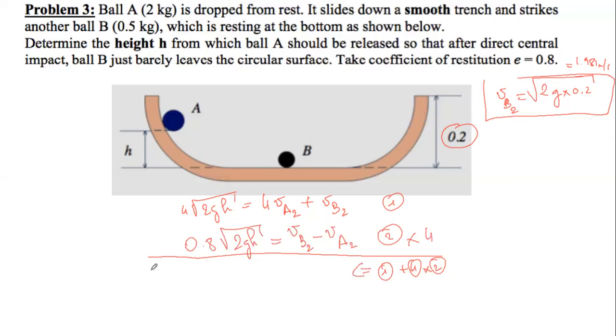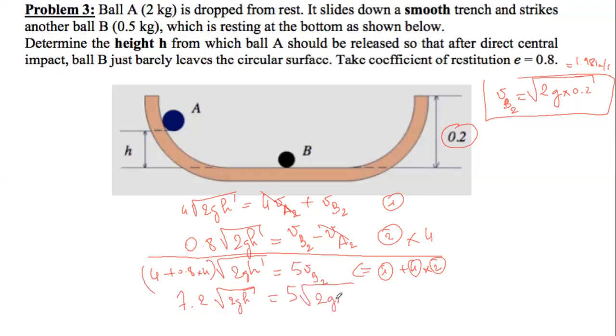So this will give you this: 4 plus 0.8 times 4 square root of 2GH. So here I'm multiplying this by 4. You see, when I add, this and this will go away. So here I will have this plus 4 times this, so I'll have 5 times VB2. In other words, I will have 7.2 times square root of 2GH. This is equal to 5 times VB2. What is VB2? It's square root of 2G times 0.2.